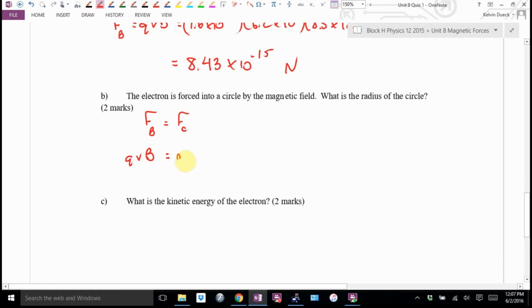QVB is equal to mv squared over r. Yay, one of the v's cancels. The r is going to move to the top. The QB is going to move to the bottom. Stuff moves diagonally. In fact, if we go full circle from the beginning of the year, I would look at Kevin and I would say, hey, is this one fraction? And you would smile at us. So stuff will move diagonally, and we would do our little dance again, right? So we get this, r equals mv over qB.